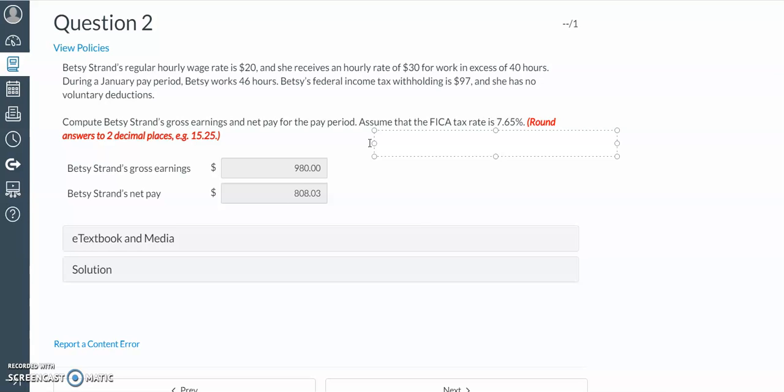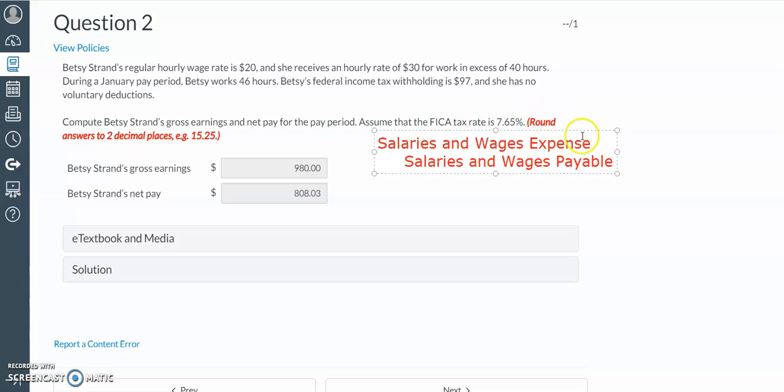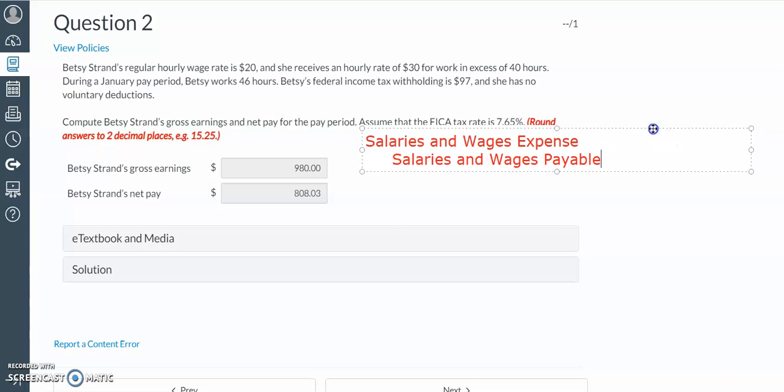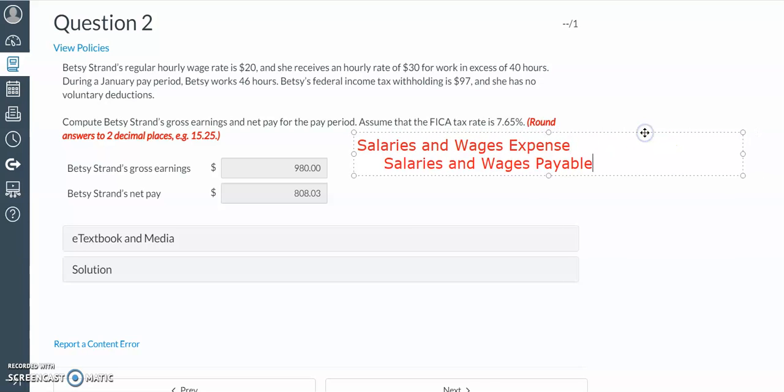So far in this class, we learned that we have salaries and wages expense recorded as a debit, and salaries and wages payable recorded as a credit. And we need to realize that sometimes there are deductions from a paycheck causing differences between the salaries and wages expense and the salaries and wages payable.